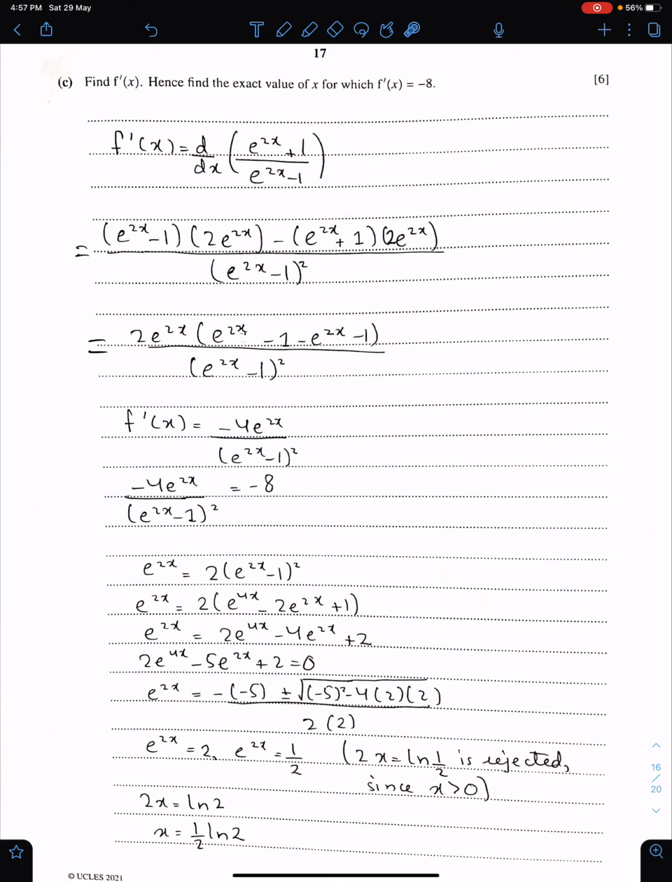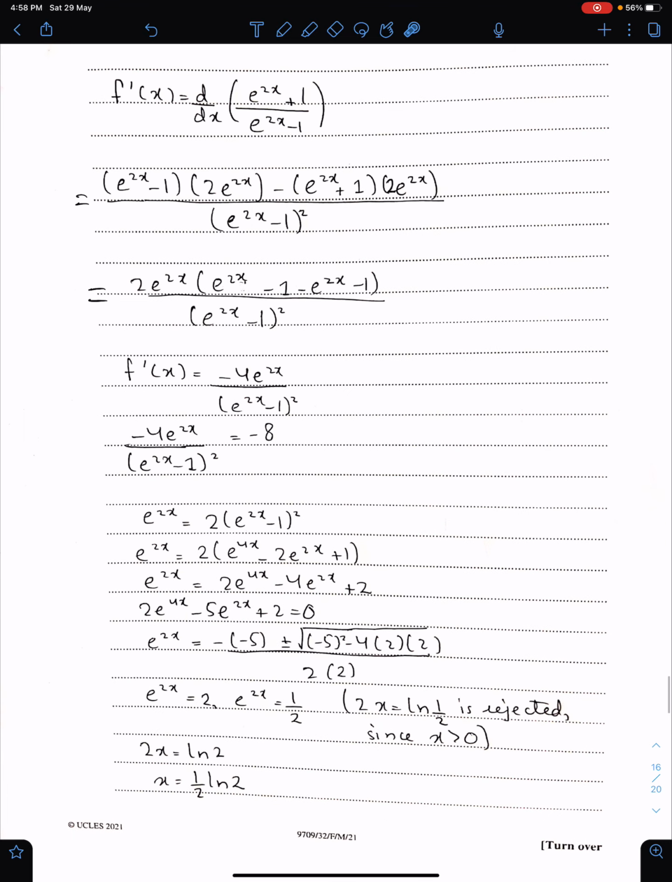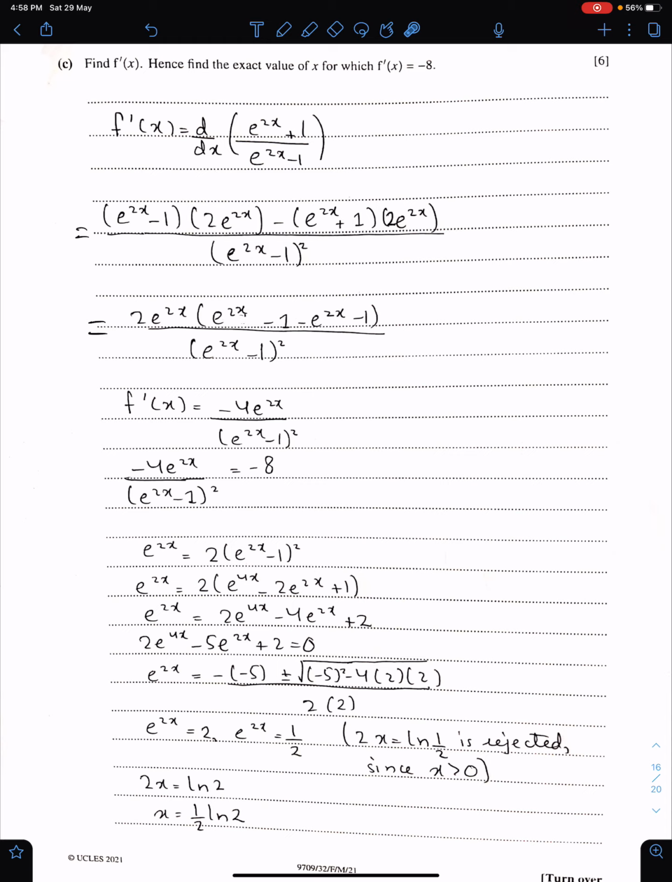Now we need to solve this equation for minus 8. F prime x equals minus 8. So when we equate this to minus 8, we get this equation. By using the quadratic formula, we have two values: e2x is 2, e2x is half. This value is rejected because x is greater than 0, and the final answer is x equals half ln 2. We have to give the exact value. This is the exact value of x. You must be good at algebra.